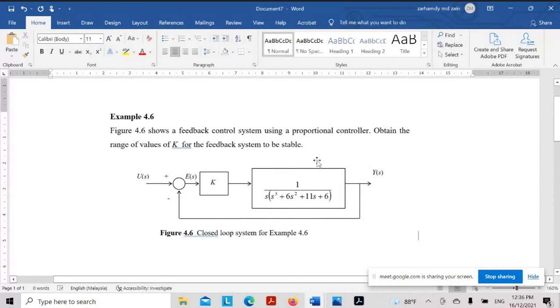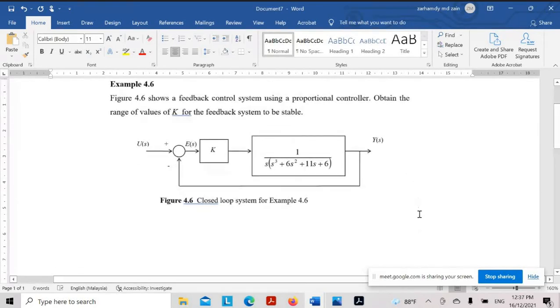So the concept is still the same. We come up with the characteristic equation, and then from this characteristic equation we put it into the RH table, and then we come up with this calculation by looking for B1, B2 and C1. Can you try it? And then we will discuss after you finish putting it in the RH table.